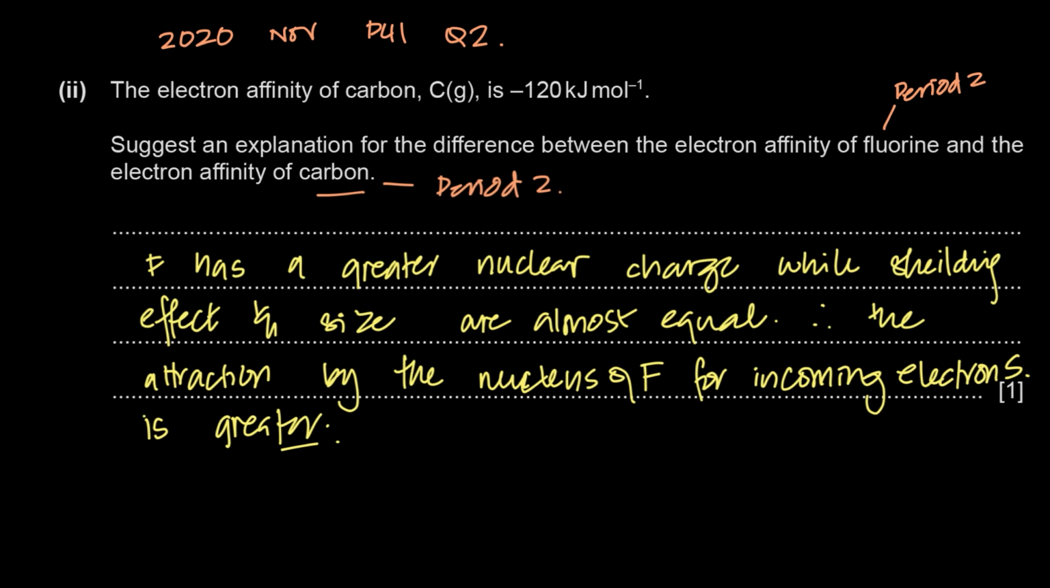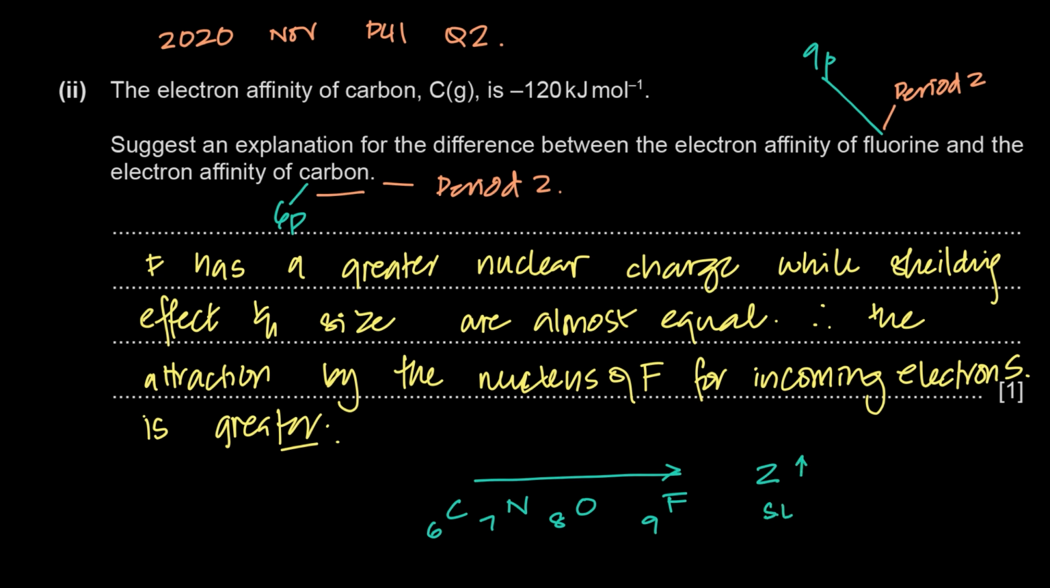All right? Remember, electron affinity trends are determined by nuclear charge, shielding effect, and atomic radius. So as the nuclear charge increases, and why is the nuclear charge increasing? Because carbon has 6 protons and fluorine from the data booklet has 9 protons. So carbon, nitrogen, oxygen, fluorine. This is period number 2. Across a period, the nuclear charge is increasing. So the nuclear charge, which is Z, is increasing. Shielding effect stays same. Size decreases or almost the same, it doesn't really matter.